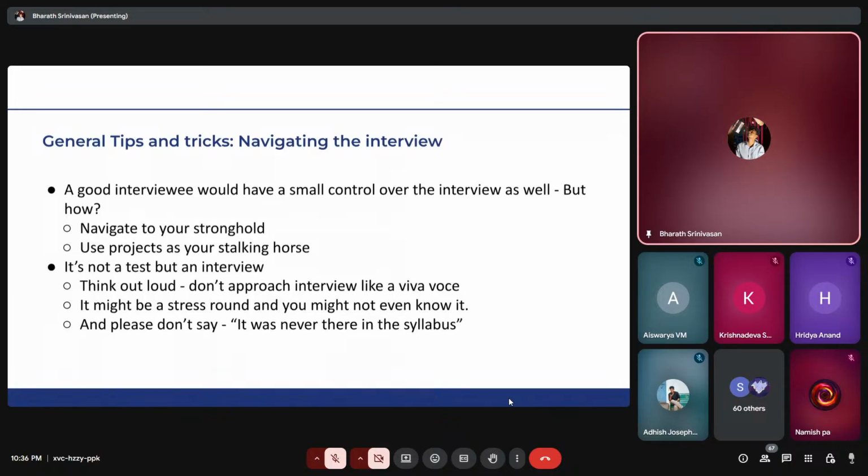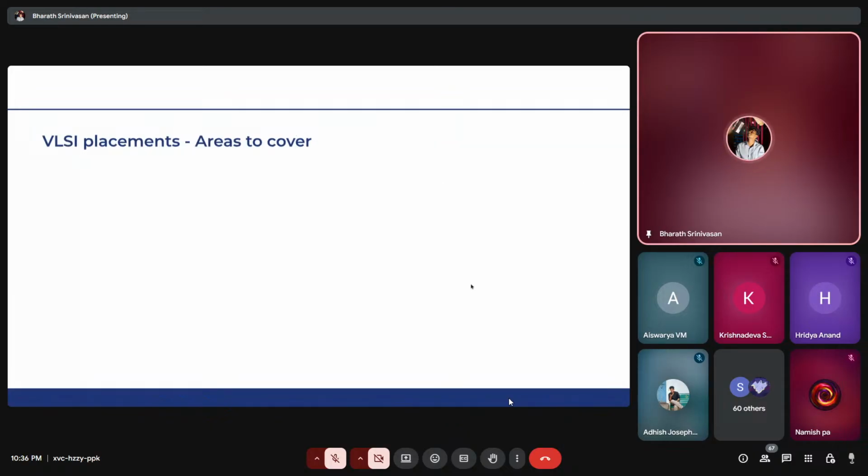Okay, so that's there. Next is VLSI placement specific: the areas to cover and a few other tips and tricks. So CMOS basics are very important. It hasn't been asked in my interview because mine was a digital interview. But when it comes to analog interviews, device physics is very important, regions of operation, everything. One best place to go is Razavi lectures. On YouTube, you can search for Behzad Razavi, and he has amazing lectures.